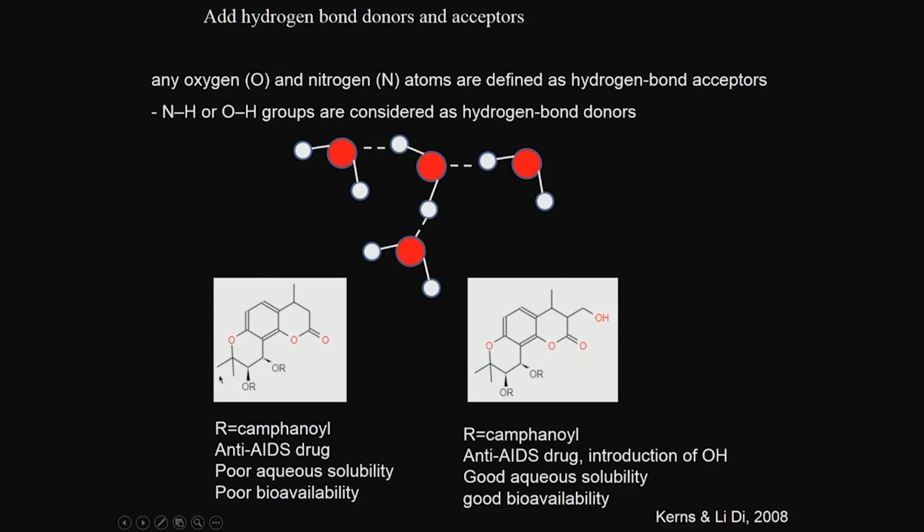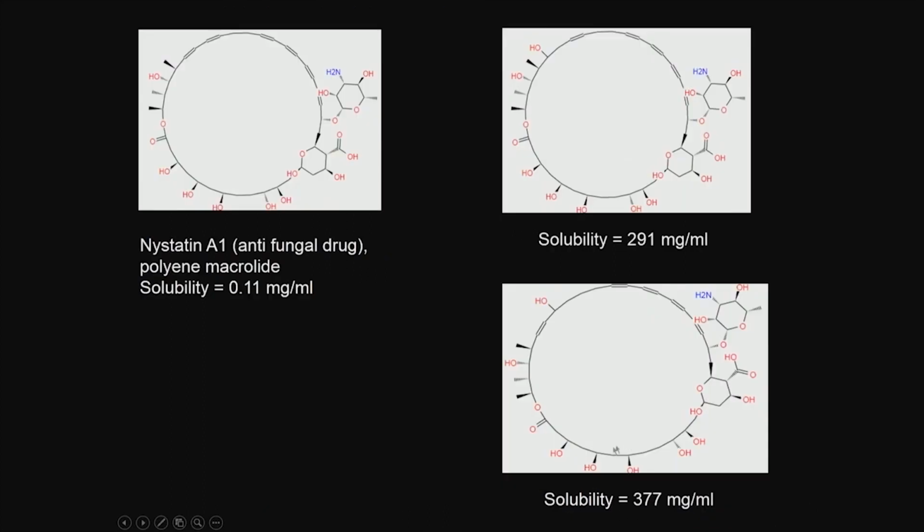So, you look at this drug, this is an anti-AIDS drug, and there is an R group here. R is camphonyl, it has got poor aqueous solubility, poor bioavailability. So, introduction of OH here, look at this, we have introduced OH. So, what happens? It can have a hydrogen bond donor, okay, then aqueous solubility increases, the bioavailability also increases, very interesting. Again, this was taken from this particular reference.